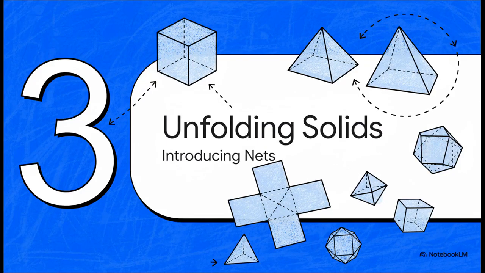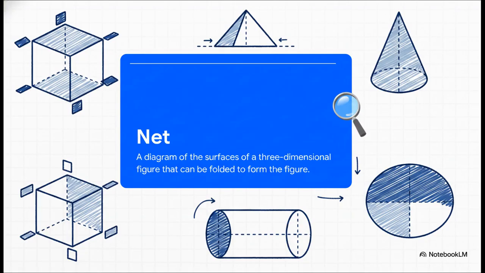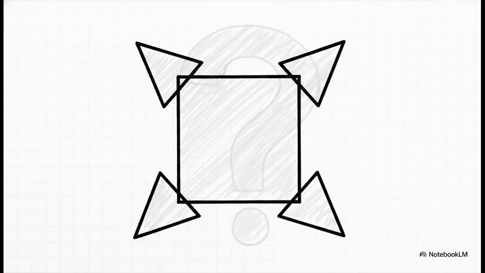We've seen how these solids are put together. But what happens if we do the exact opposite? I mean, imagine taking a 3D shape and just carefully unfolding it, laying it out totally flat. That flat pattern you get, it's called a net. It's basically the 2D blueprint for a 3D object. You remember that cardboard box from the beginning? That flat piece of cardboard it started as? That is its net.